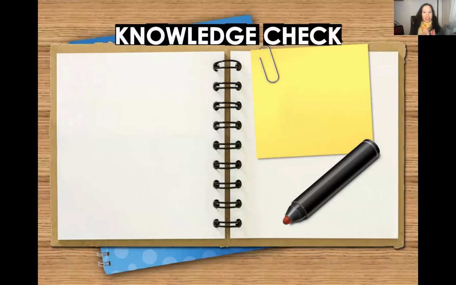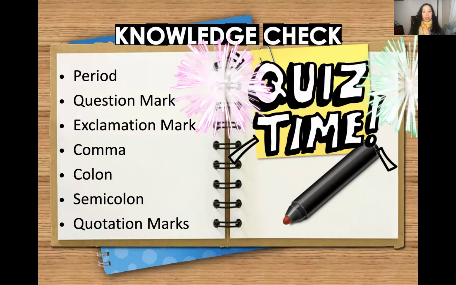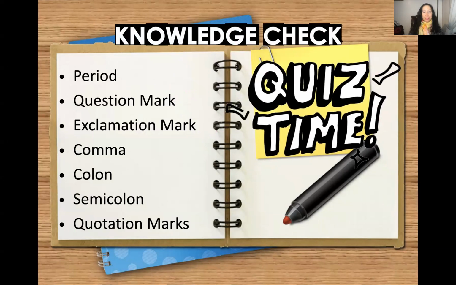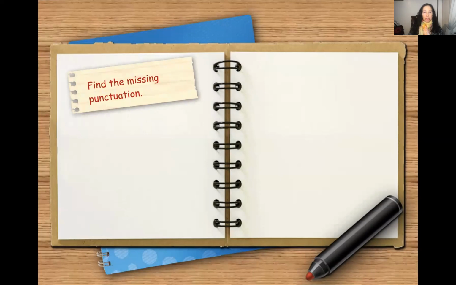Knowledge check. Are you ready now? Let's get ready. Remember, period, question mark, exclamation mark, comma, colon, semicolon, and quotation marks. Quiz time. Now find the missing punctuation. Can you find it?